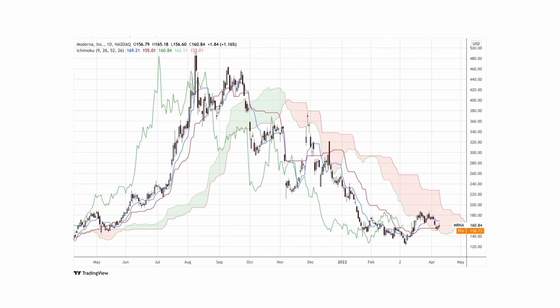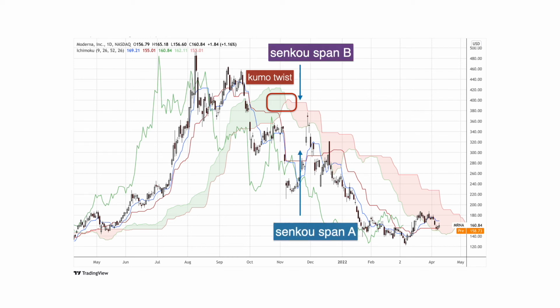If the Senkou A is on top of the Senkou B, the market bias is bullish and the KUMO is green. If the Senkou B is on top of the Senkou A, the market bias is bearish and the KUMO is red. When the Senkou span A and B cross, you get what is called a KUMO twist. A KUMO twist signals a change in sentiment. KUMOs are plotted ahead so they define future sentiment rather than the present.